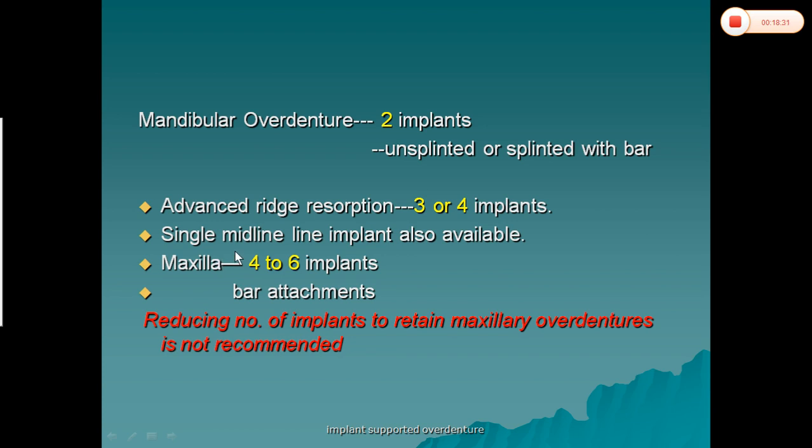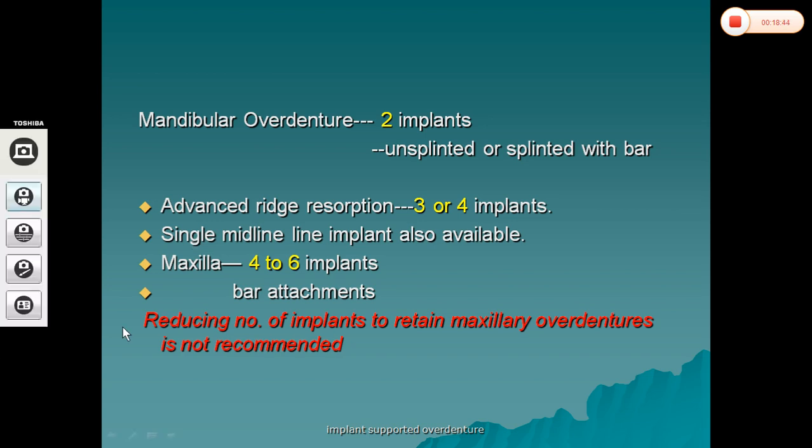See, nowadays, in severely resorbed cases where bone is highly resorbed, single midline implants are placed to gain the advantage of implant supported overdenture. So single implants are placed in midline to gain some kind of support. Whereas in maxilla, in the previous class we have discussed, mandibular implant supported overdenture is given, opposing maxillary complete denture.